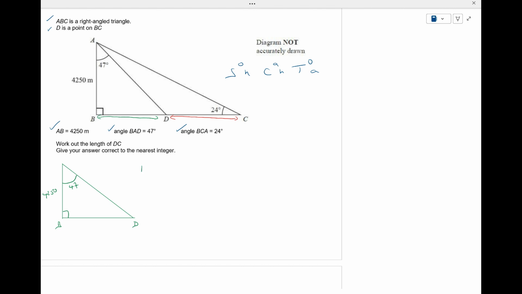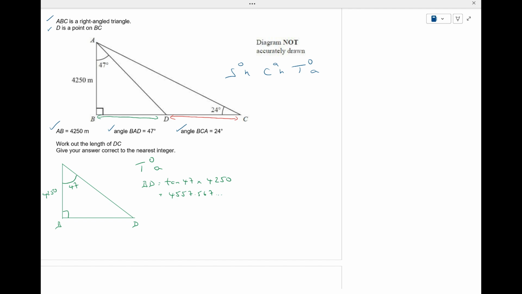Well, I'm going to use tan, and I'll find the opposite. So the opposite, BD, will be tan the angle multiplied by 4,250. Right, tan the angle, tan 47, close the bracket, times by 4250, gives me BD as 4557.567, and so on. So now I know BD.